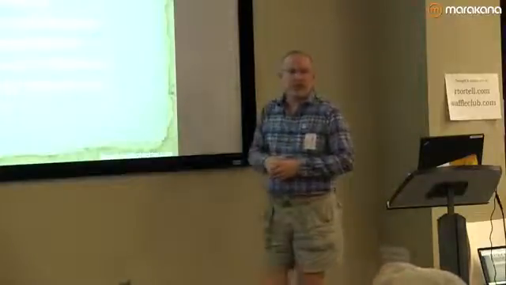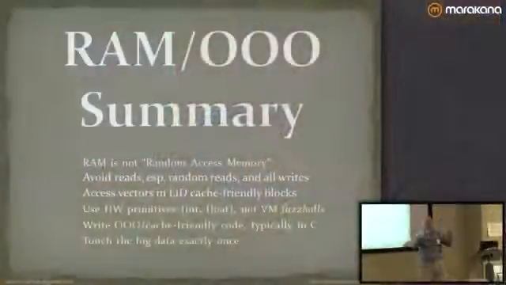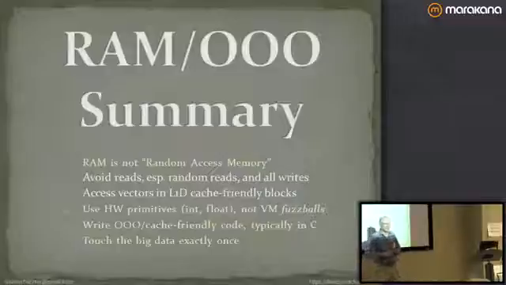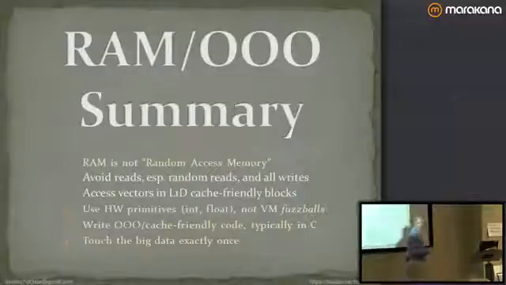Access vectors in blocks that are L1 cache friendly. You really need to start thinking of your program not as having access to a giant array of RAM, because it's so slow, but really in terms of having access to the L1 cache. If your work doesn't fit in the L1 cache, performance is going to go down the drain. You're going to be running at L2 speed or L3 speed or worse, RAM speed.